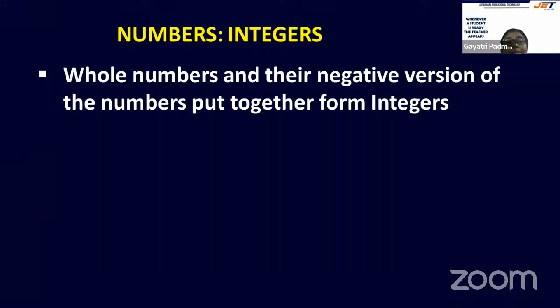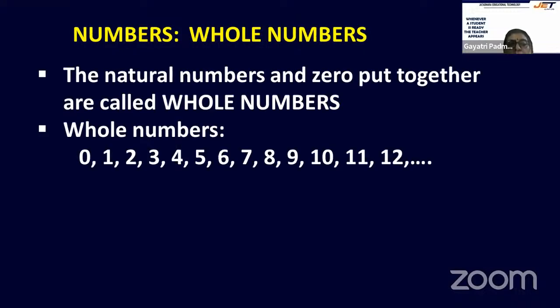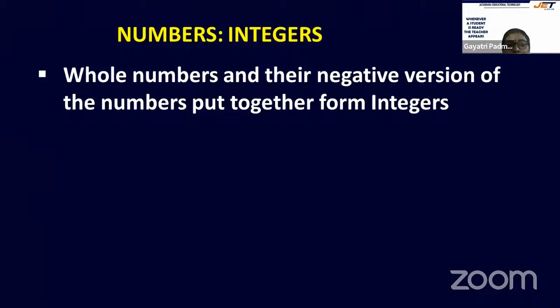Now let us see integers. These are all the basic terms that we must know. If required, you can note it down so that it serves as a quick reference. Now, let's move on to integers. Whole numbers and the negative versions of the numbers put together form the integers. Earlier we saw whole numbers, and before that natural numbers. Whole numbers come with 0. Whole means 0. So natural numbers is done.